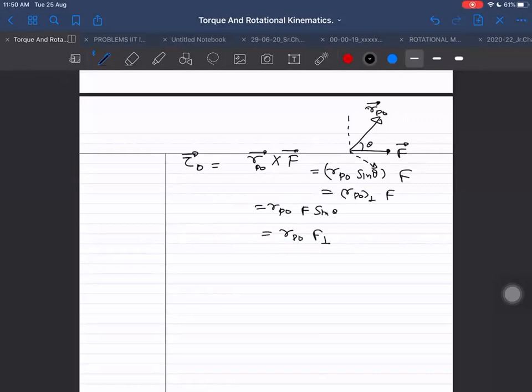Both are equivalent. Therefore, I was saying that it depends on the perpendicular distance or the perpendicular force. If the force is perpendicular to RPO, then the torque is acting. But if the force is just parallel to RPO, then the torque acting becomes 0. So it is proportional to the perpendicular component of the force. We can say that, right?